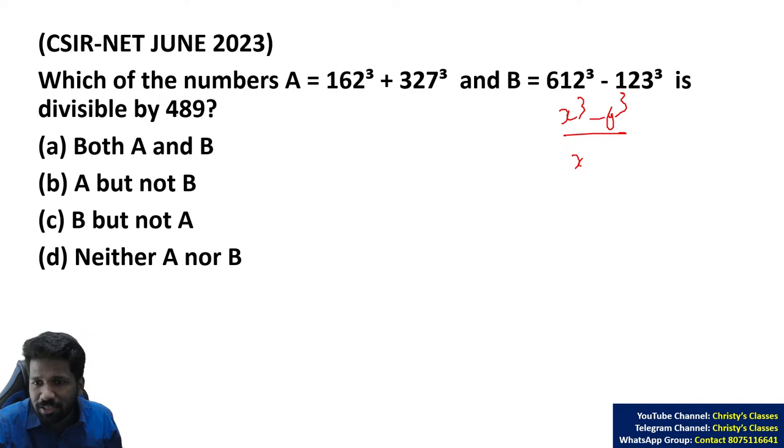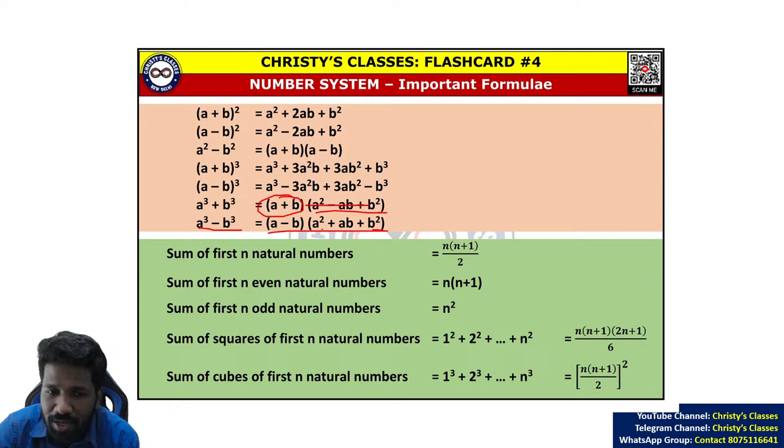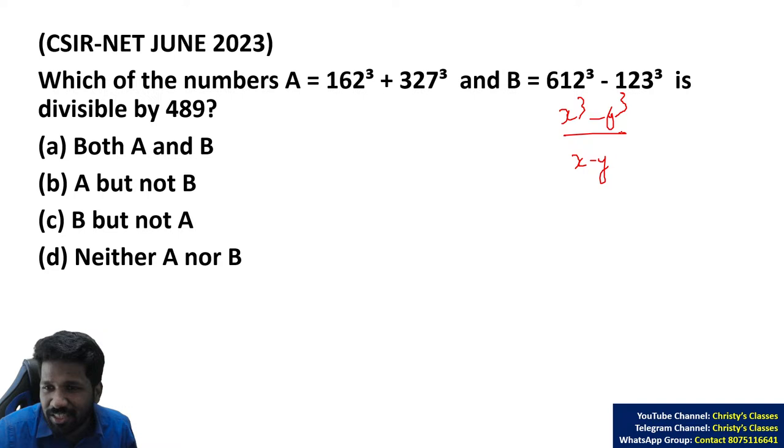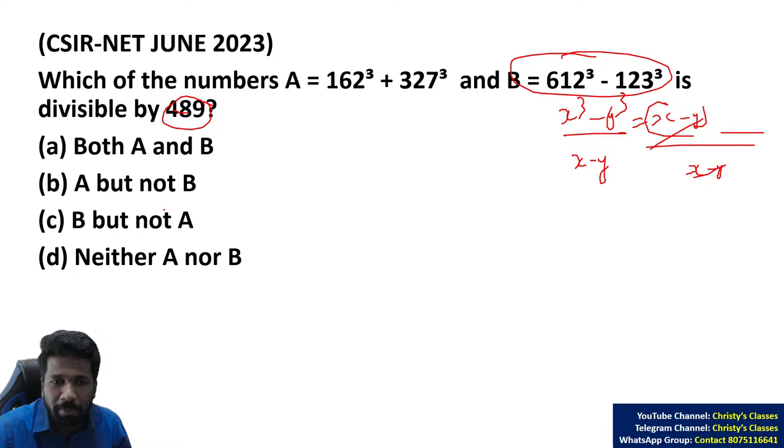Yes, it is divisible by x minus y because x cube minus y cube ka identity kya hai? A cube minus b cube is (a minus b) into (a square plus ab plus b square). So it is x minus y into something, whatever be that something, divided by x minus y means x minus y cancel kar sakta hai na? Yeah, it is divisible na? Are you getting? That is why it is divisible by 489. This one is also divisible by 489. 162 aur 327 ka sum hai ye. 612 aur 123 ka difference hai ye. That is why it is divisible by both a and b.